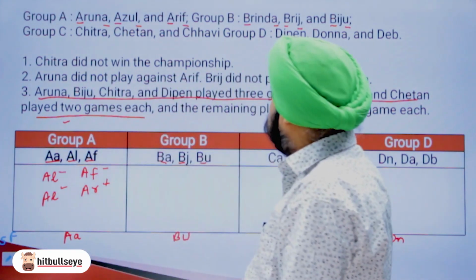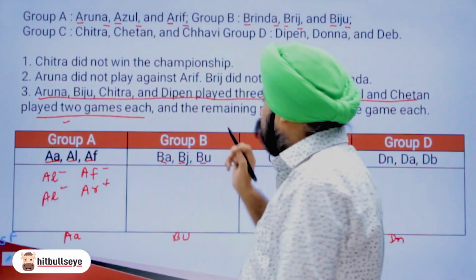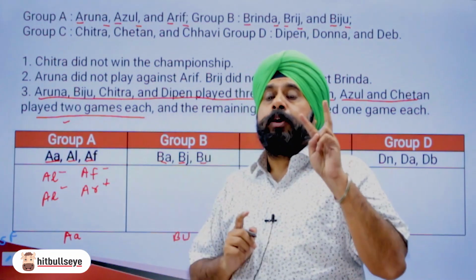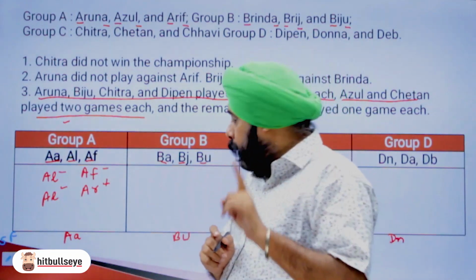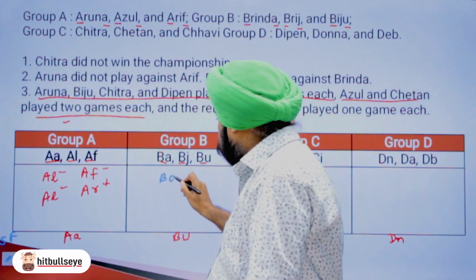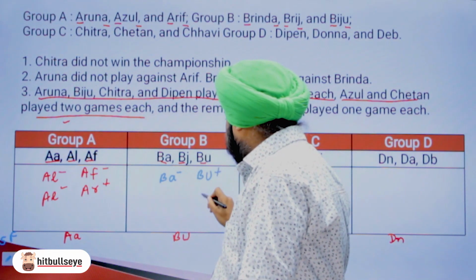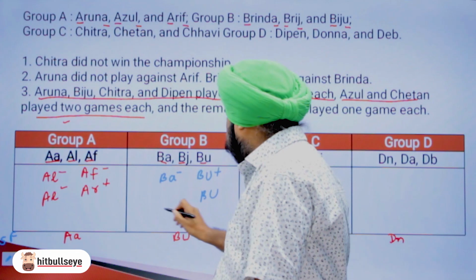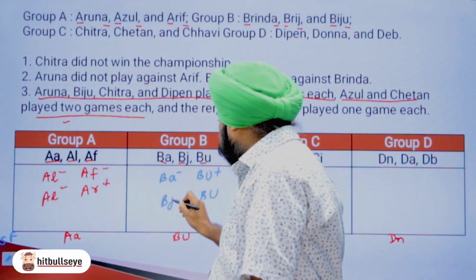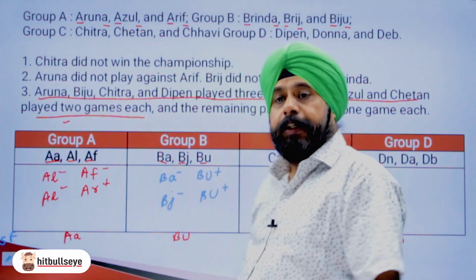Come to the second stage, people. Biju has played 3 games, we already said, and no player from B group has played 2 matches except Biju, right? So, that means Biju would have defeated BA also in this round. And Biju would have defeated BJ also in this round, and Biju has played the semi-final, right?